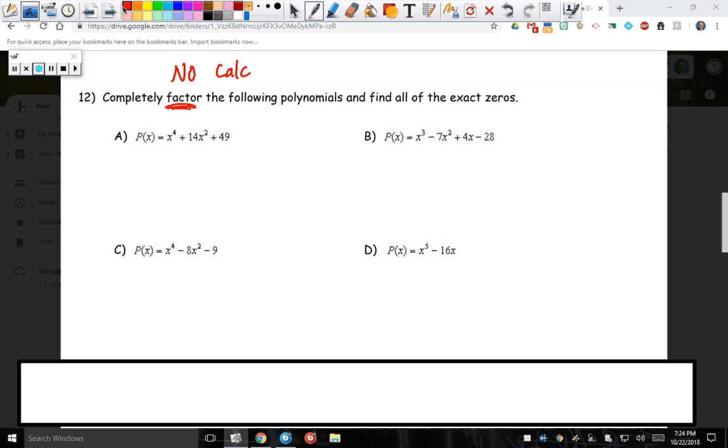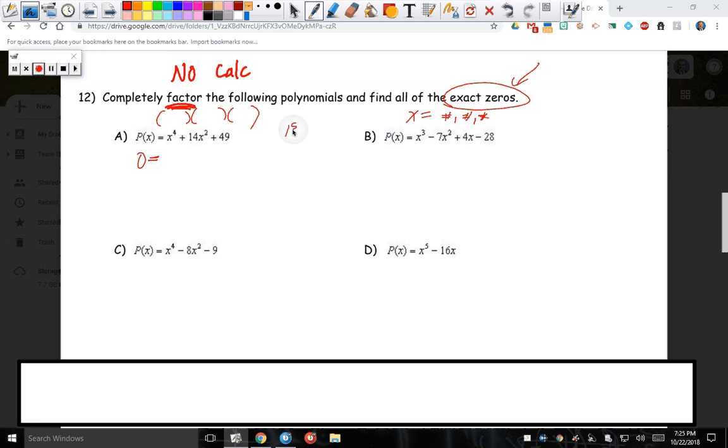It says factor completely, and then we're going to find all the exact zeros. So the factoring part means we're going to get them in parenthetical forms, and these exact zeros means it's going to be x equals the numbers all listed out here. Okay, so let's go ahead and begin with A. So I do have a trinomial, and because we're finding the zeros, we're going to set it equal to 0 and go ahead and go with our strategies as far as factoring goes.